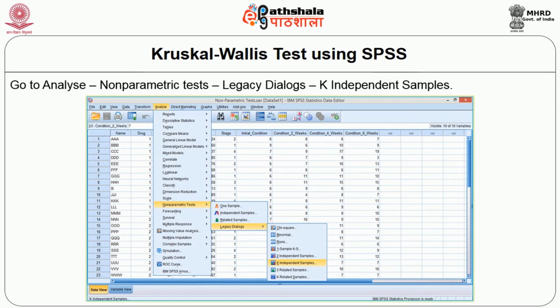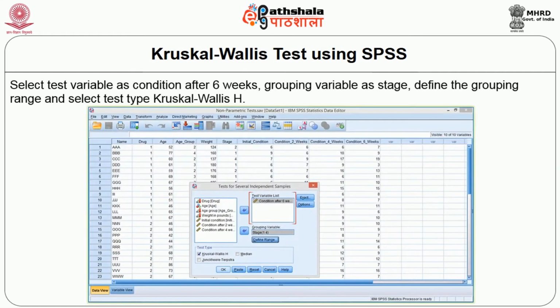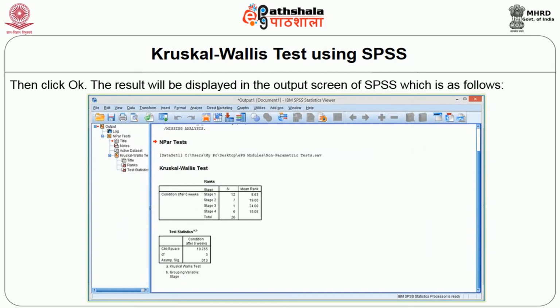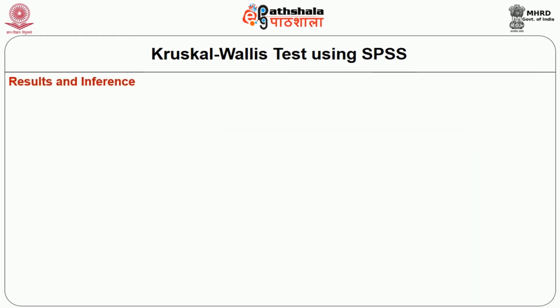From the menu, go to Analyze, Non-Parametric Test, Legacy Dialogs, K Independent Samples. Select the test variable as condition after 6 weeks, grouping variable as stage, define the grouping range, that is here 1 to 4, and select the test type Kruskal-Wallis H. Then click OK. The result will be displayed in the output screen of SPSS, which is as follows. The inference is as follows.